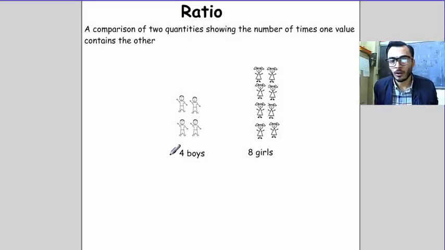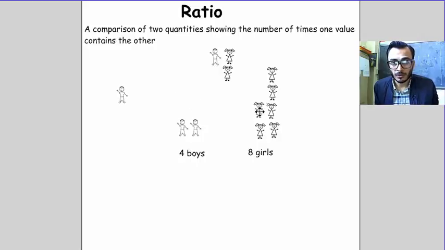All right, so let's talk about ratios. To start this off, take a look at this example. We got 4 boys and 8 girls. And one way to express this relationship is to say that for every 4 boys, we have 8 girls. It's one way to say it. But if you really want to simplify it, we can also say for every boy, there are 2 girls, right?